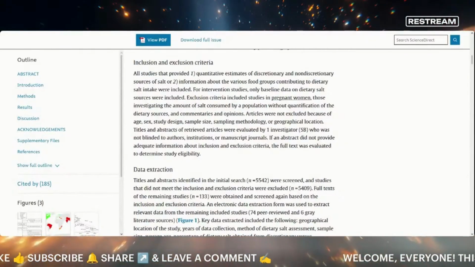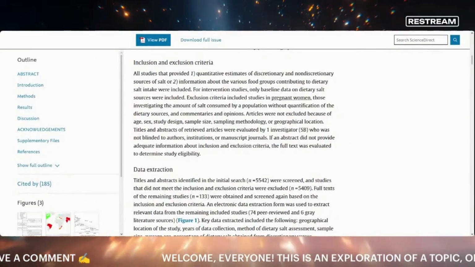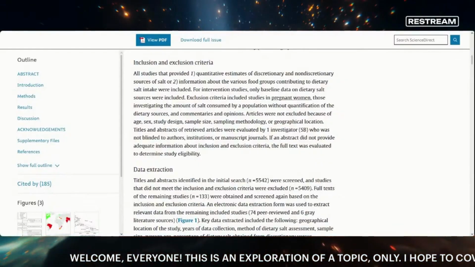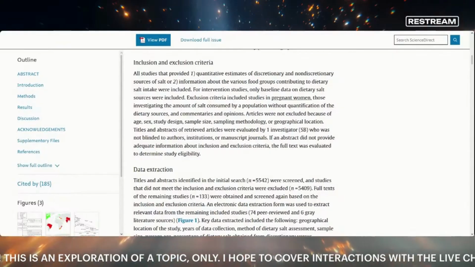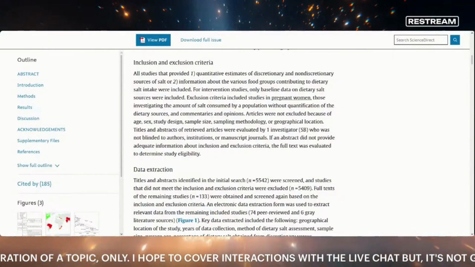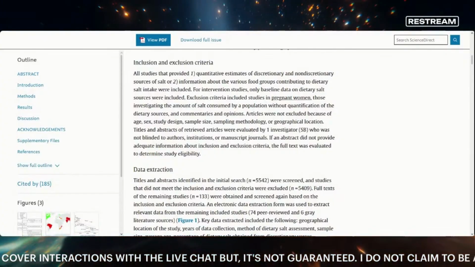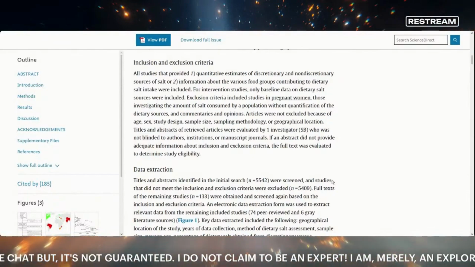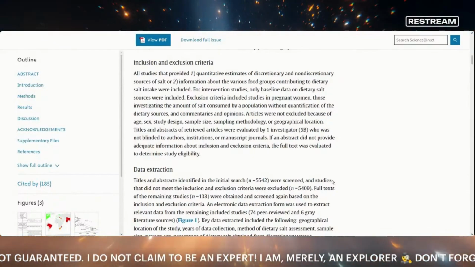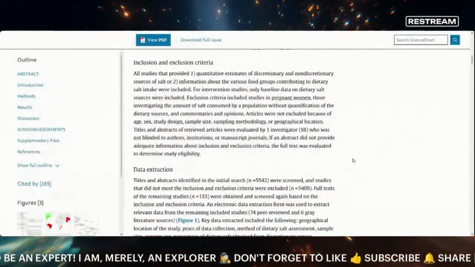Titles and abstracts of retrieved articles were evaluated by one investigator, in brackets SB, Sierra Bravo, who was not blinded to authors, institutions, or manuscript journals. If an abstract did not provide adequate information about inclusion and exclusion criteria, the full text was evaluated to determine study eligibility.